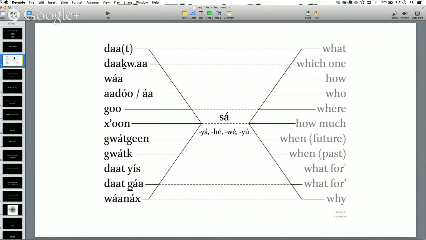It's basic question forming in Tlingit. In English you would use who, what, where, when, and why, but they don't always form questions, right? You can say, I don't care who was doing that. I don't know why. Or I don't know who was doing that. That's more of a statement than a question.